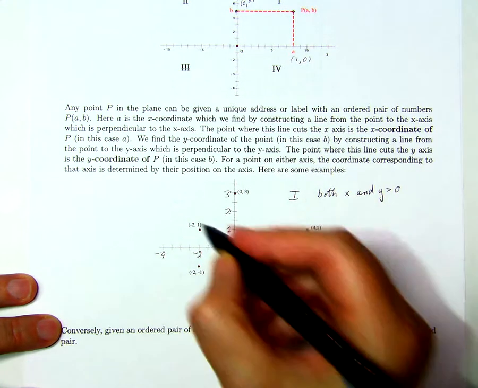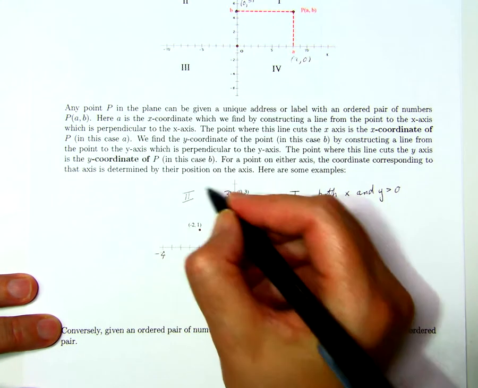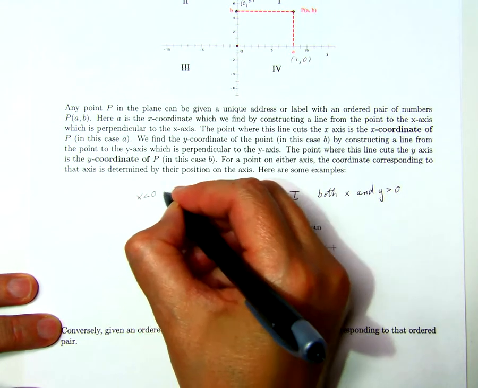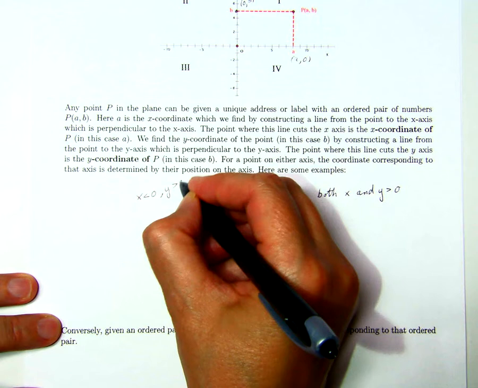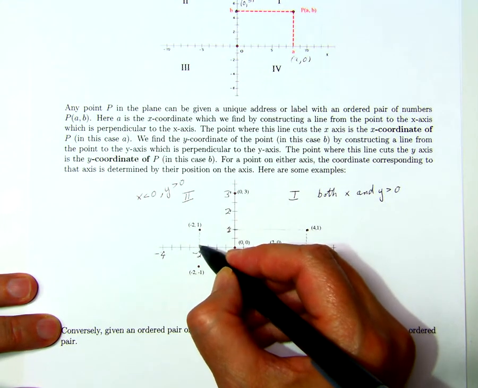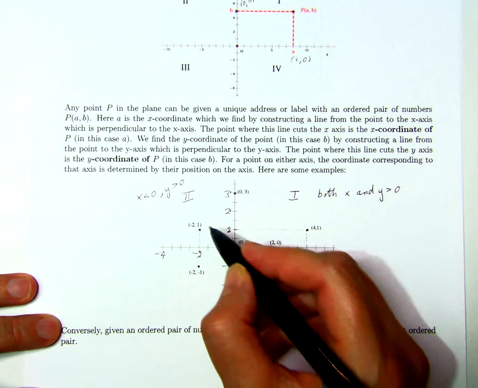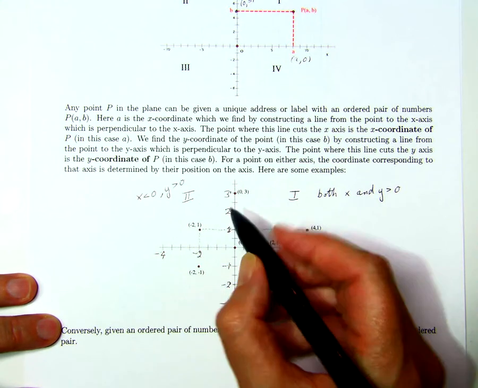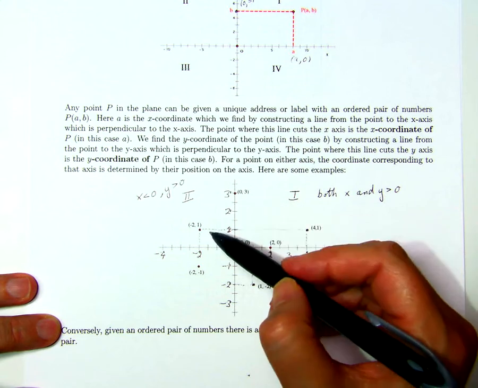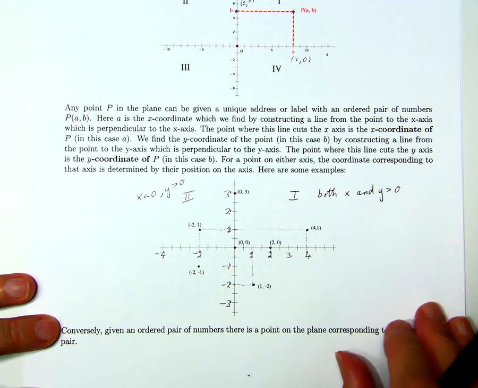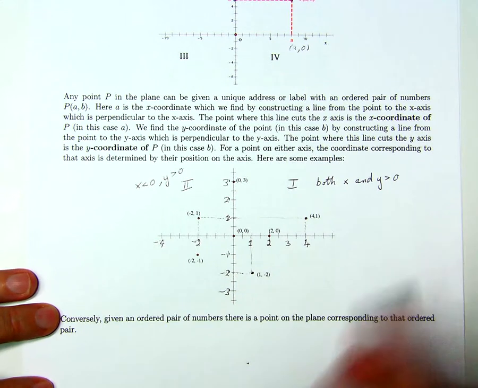And in this second quadrant, we have x values are negative and y values are positive. Take, for example, this point. If I drop a perpendicular to the x-axis, I get negative 2, and to the y-axis, I get plus 1. Its x-coordinate is negative, and its y-coordinate is positive.